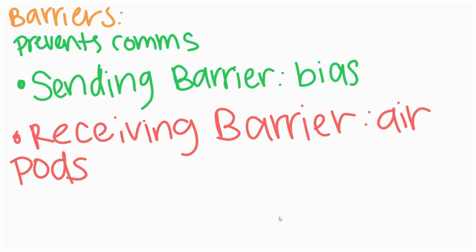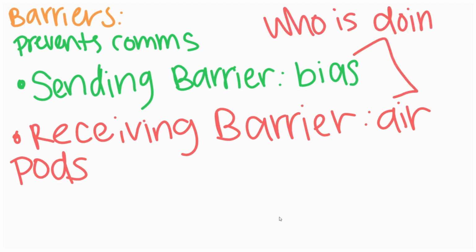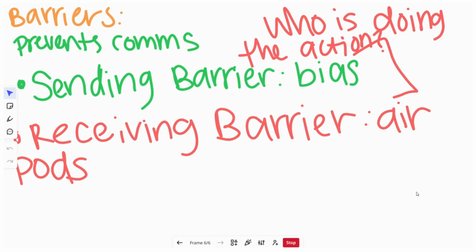That's their action. So the biggest thing about these is whose action is it? Who is doing the action? If the sender is doing something wrong, then that's a sender barrier. If the receiver is doing something wrong, then that is a receiver barrier. That is it for communication and the communication process.